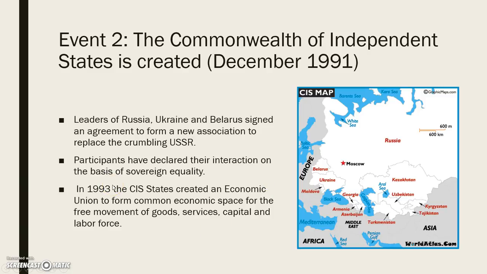The event number 2 is the Commonwealth of Independent States being created in December of 1991. Leaders of Russia, Ukraine, and Belarus signed an agreement to form a new association to replace the crumbling USSR. They had an interaction on the basis of sovereign equality. 2 years later, they created an economic union. This was a common economic space for the free movement of goods and services.